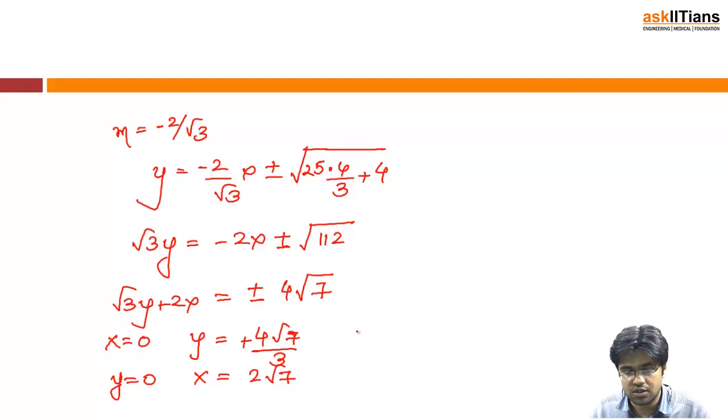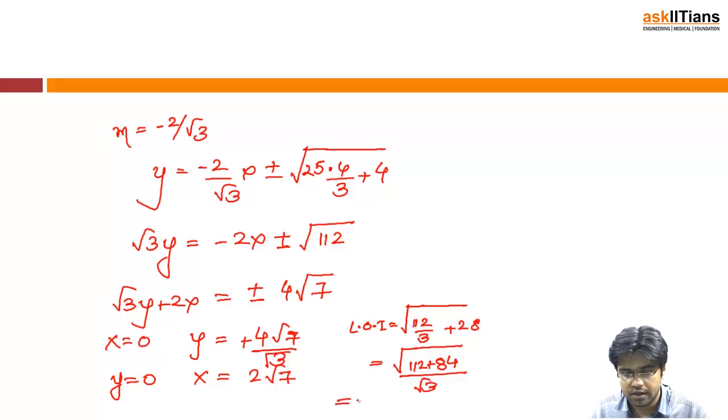That's it. So the distance between these two points, that is the length of the intercept, will be the square root of y², that is 112/3, and the next one will be 7 4s are 28. 8s are 24, carry over, and 112 plus, divided by √3. This is actually 196, that is 14/√3. So this is the length of the intercept, 14/√3. Let's proceed.